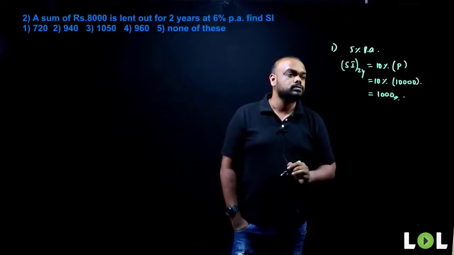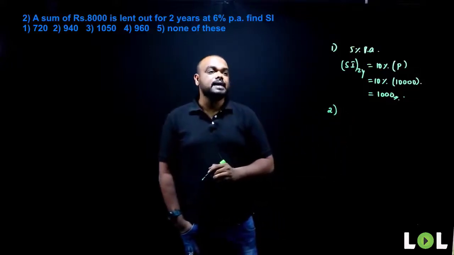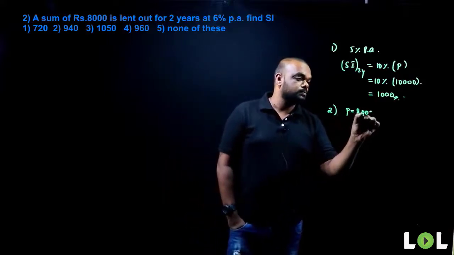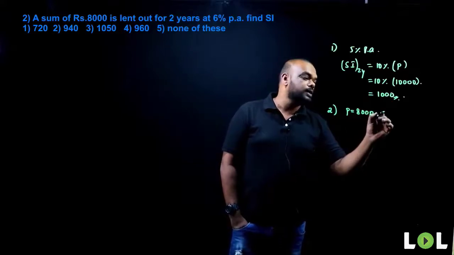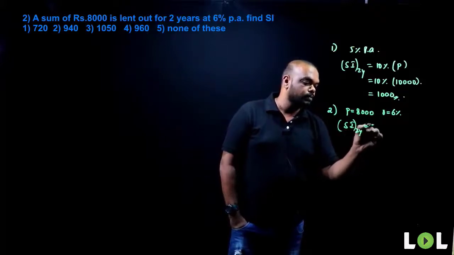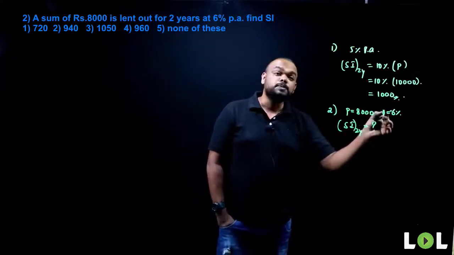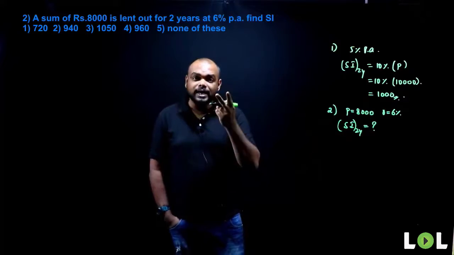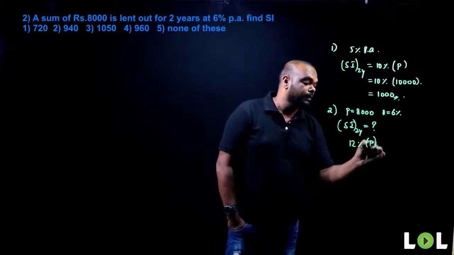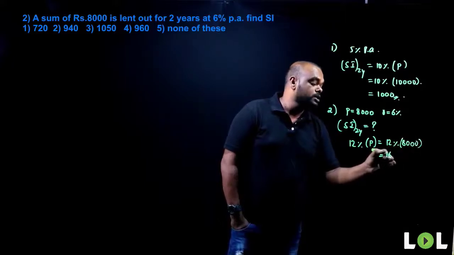Question number 2. What do I have here? A sum of rupees 8,000 is lent out for 2 years at 6% per annum. Principal is 8,000, lent out for 2 years at 6% per annum, so R is equal to 6%. He is asking simple interest for 2 years. Now, what do we have here, guys? Observe. 6% per annum, 1 year 6%, 2 years 12%. So simple interest will be 12% of principal. That is 12% of 8,000, which is equal to 1,600.